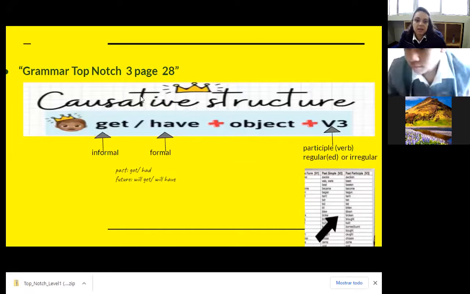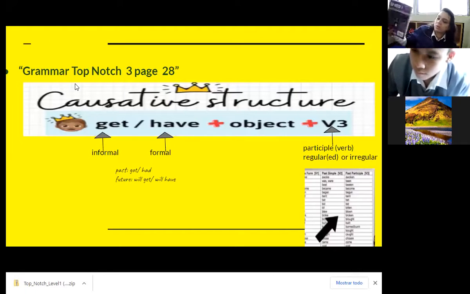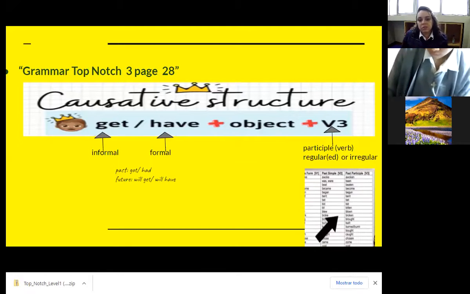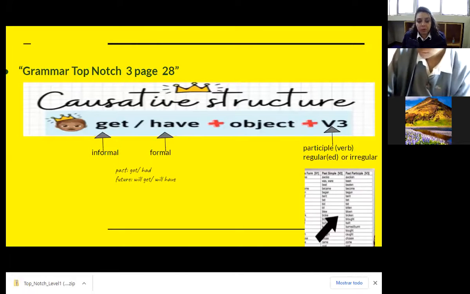So, you can go ahead and use your book, your Top Notch book, okay? You have it right there. Grammar, Top Notch, page number 28. On page number 28, there are different things that we are going to read after, okay? But now I'm going to explain the grammar structure to you. The topic of this one is easy. It's pretty easy, and I'm going to explain it.